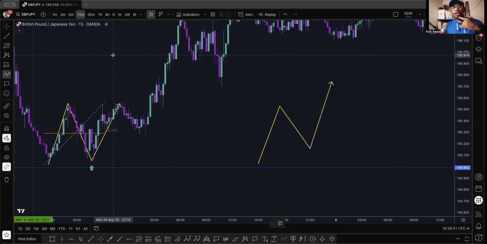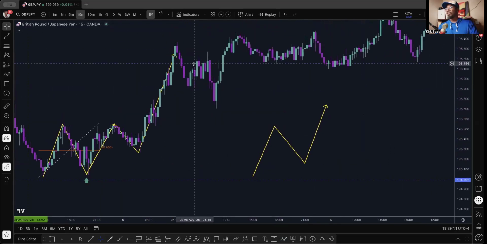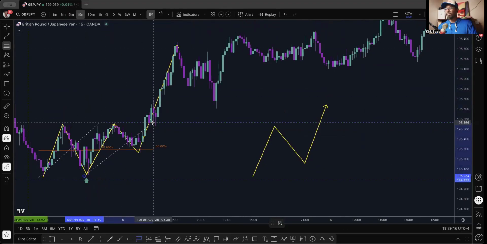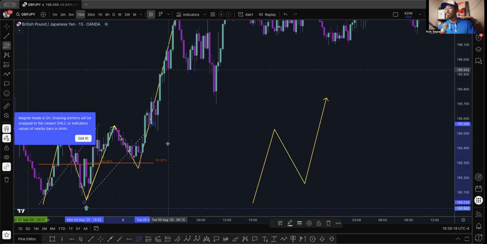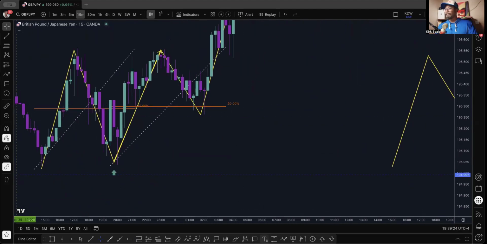Now, this is where the pattern repeats. It repeats on top of itself. So the continuation becomes the impulse for the next phase of this pattern. So this is the impulse, correction, continuation. Let's see what we got here. We're going to check it. And C is the lowest point of the pullback.